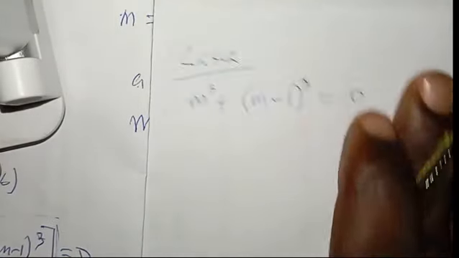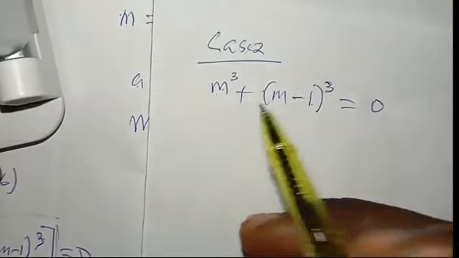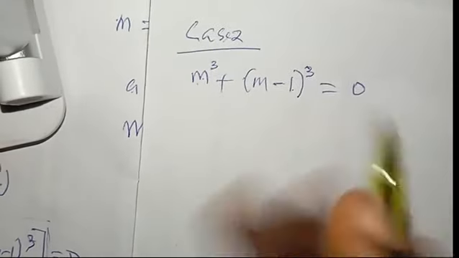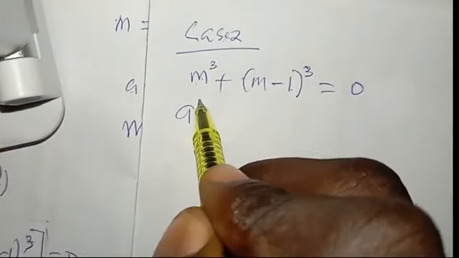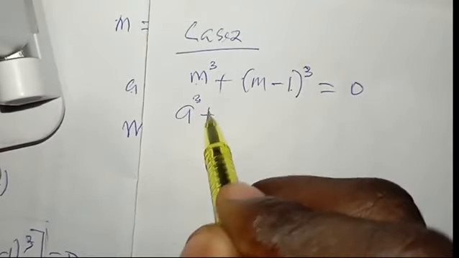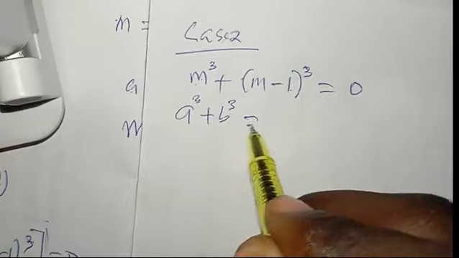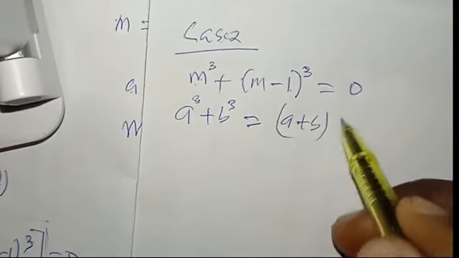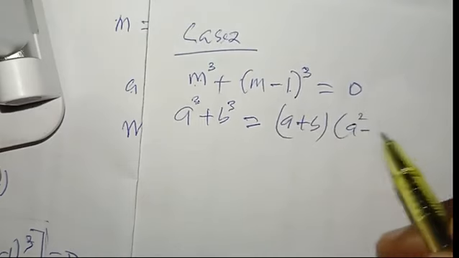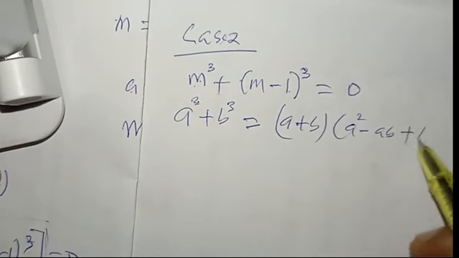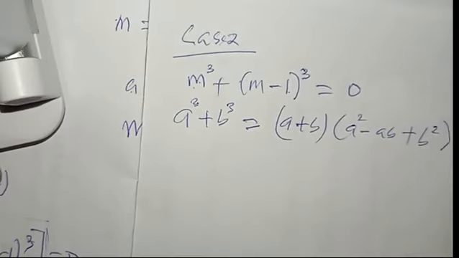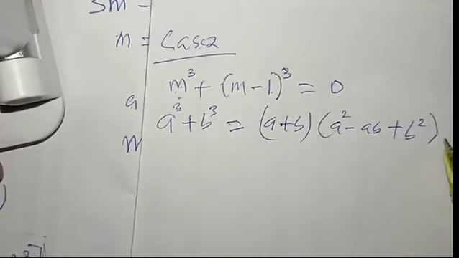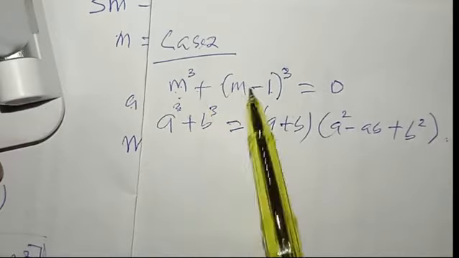Moving on, you can also see that this is a sum of two cubes, and you can remember that a cubed plus b cubed, if you expand, is actually going to give you (a plus b) times (a squared minus ab plus b squared). So this is what you're going to have when you expand these, and we're going to use this expansion to simplify what we have up here.